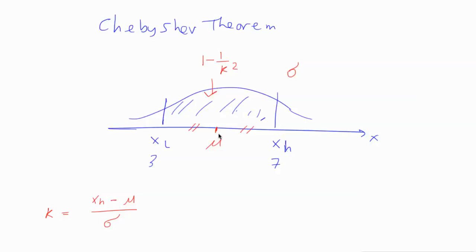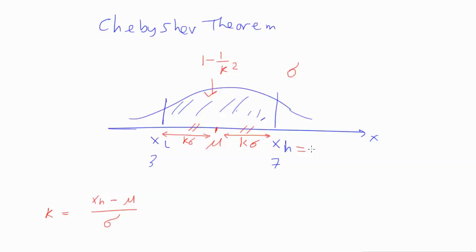Okay, so again, what is this distance here? If you look at this distance, it is x high minus the mean. So if you multiply sigma times k, then x high minus mu is equal to k sigma. So this distance is k sigma, and this distance is also k sigma. From here to here is k sigma, and from here to here is k sigma. That's coming from this equation. So we can say also that x high is equal to the mean plus k sigma.